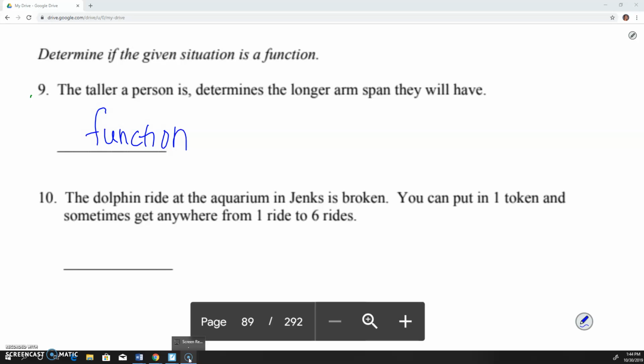What about this? The dolphin ride at the aquarium in Jinx is broken. You put 1 token in, and sometimes you get 1 ride, and sometimes you get 6 rides. No. Why is it not a function? Sometimes you get 1, sometimes you get 6. The dolphin ride is broken. It's random, right? Not a function. What you put in is not what you're getting out.